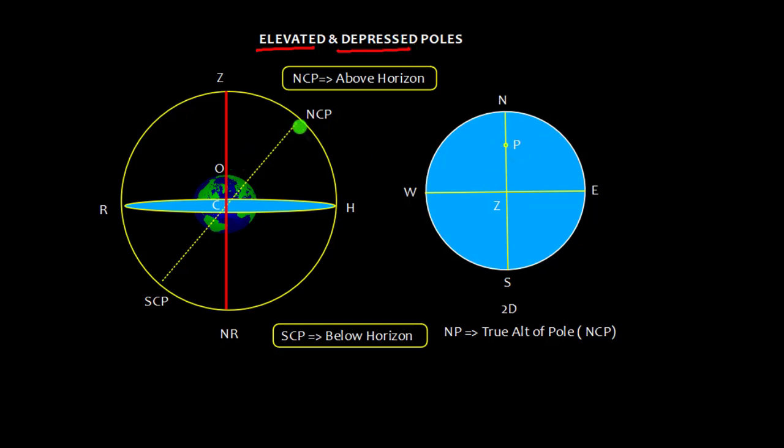Suppose this north pole is above the horizon. Here this is the horizon, so you can see the north pole, and obviously the south pole you cannot see here.